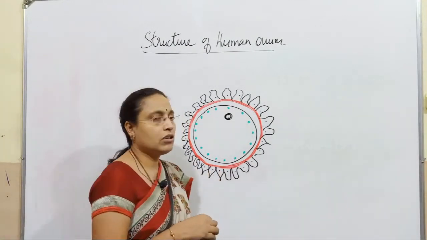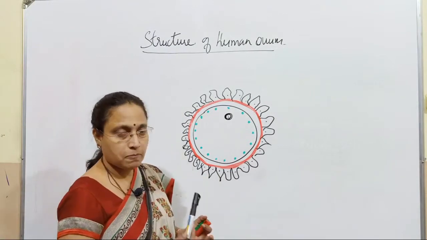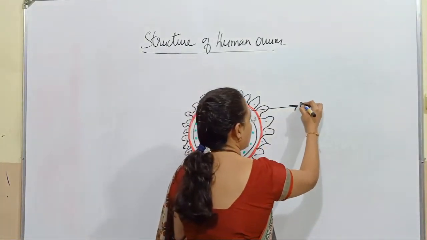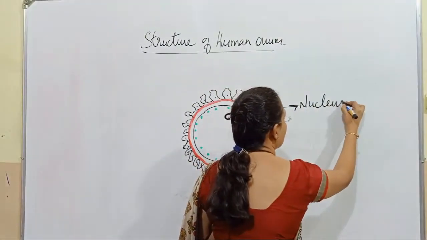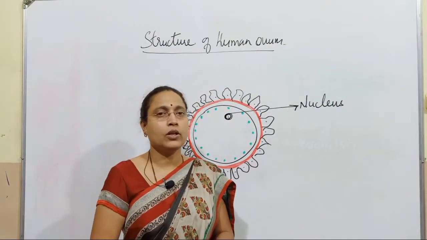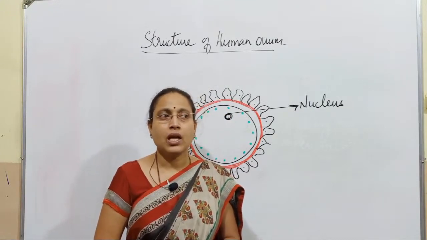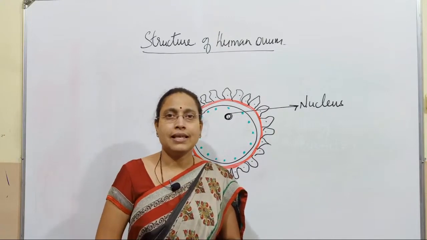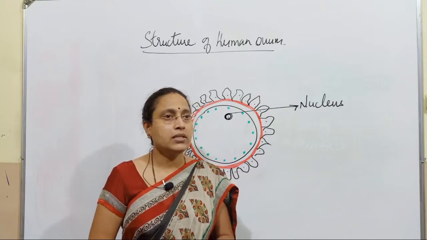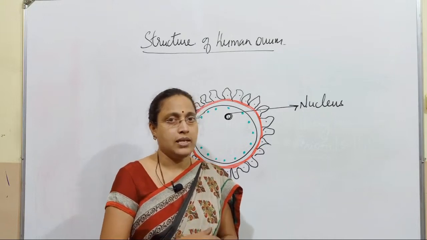So this is the structure of the ovum. Which are the structures present? Here this one is called the nucleus of the ovum. Now what is the nucleus? You know that the nucleus acts as genetic material, and the chromosome number here is haploid, 23. But the stage that is released after ovulation is the secondary oocyte. That you have to know.